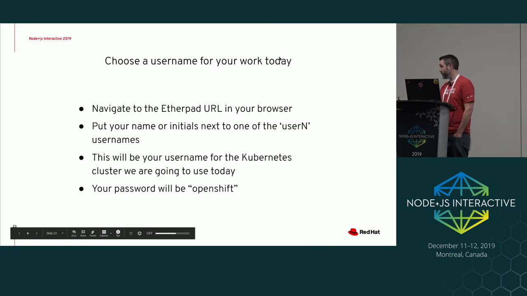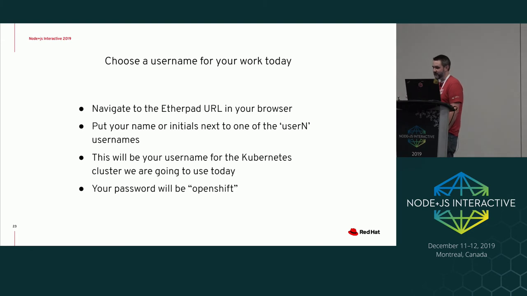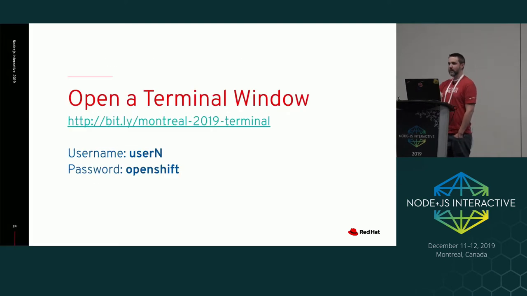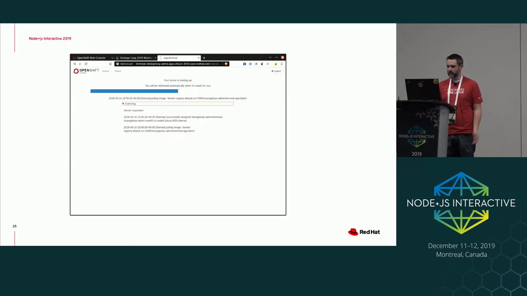Okay, right, so what you were supposed to do there was go to this Etherpad, and when all this stuff comes back up, everybody's going to take one of those users, user one, user two, user three, whatever your user number is, and OpenShift will be the password. Then we'll go to this terminal that'll be running, and that's where we do all our stuff. You'll see this screen here. It will start provisioning the stuff, and then we'll go into the terminal.